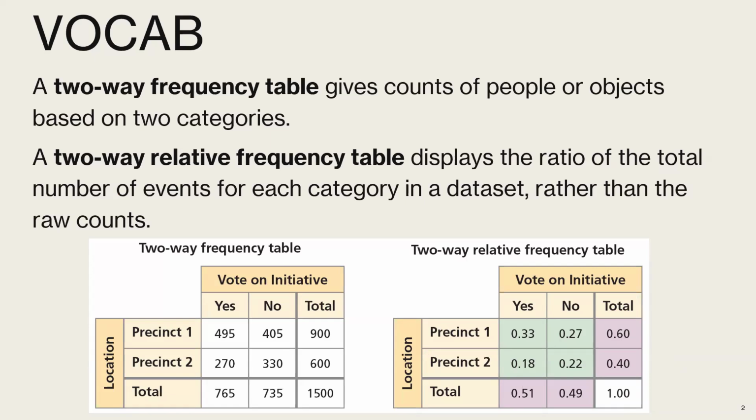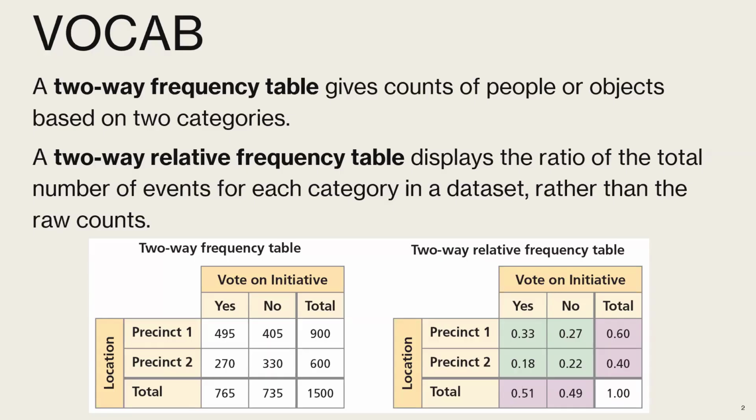It displays the ratio of the total number of events for each category in a data set rather than the raw counts themselves. So if you look at these images at the bottom here, on the left is a frequency table. It shows the actual number of people in a precinct that voted yes on some initiative, people in precinct 2 that voted yes, precinct 1 voted no, and precinct 2 voted no, as well as the total in both precincts combined.